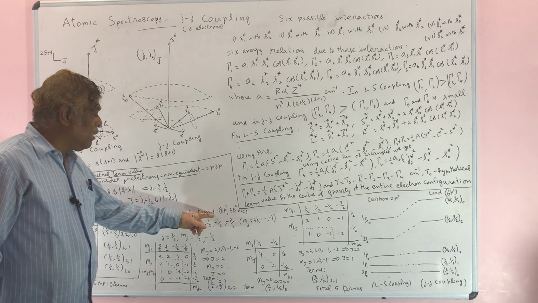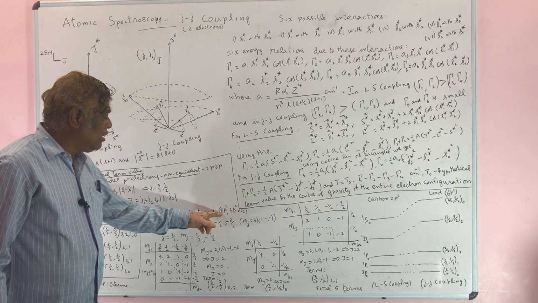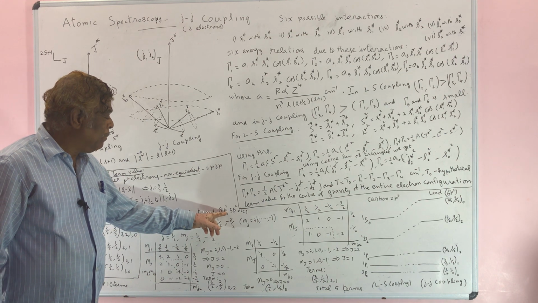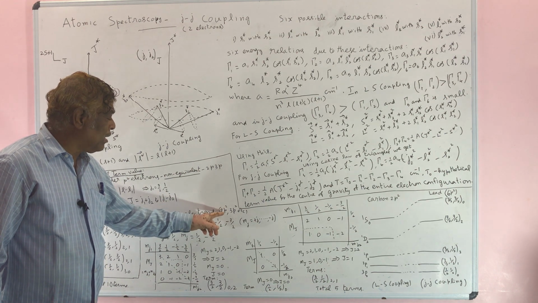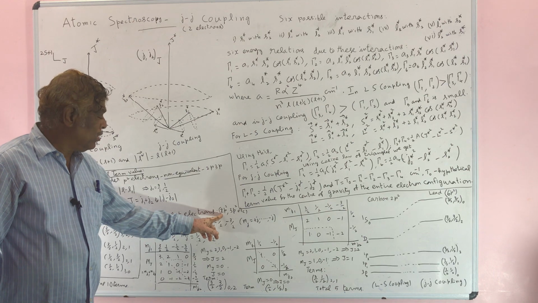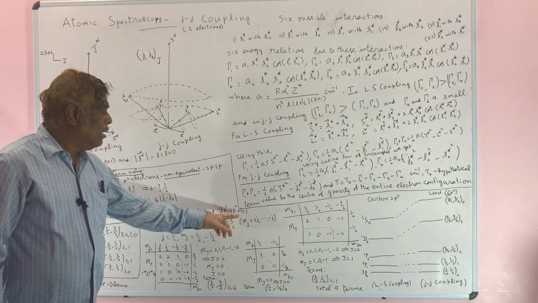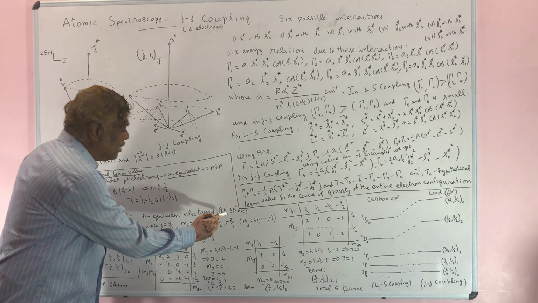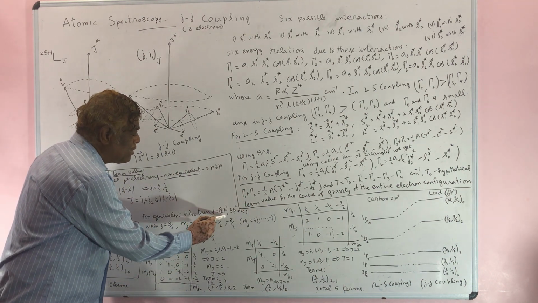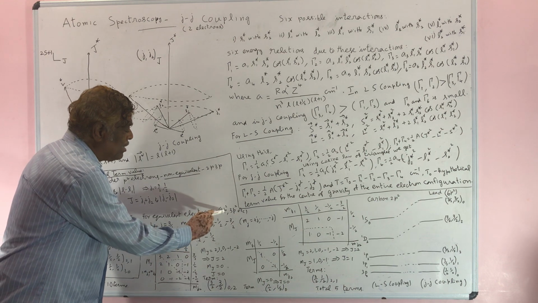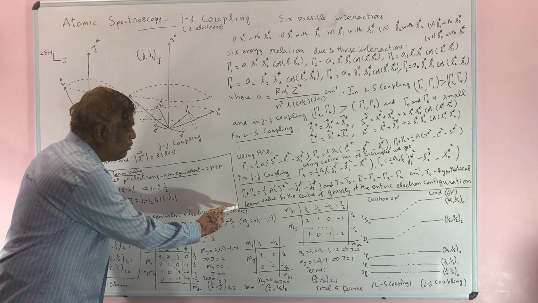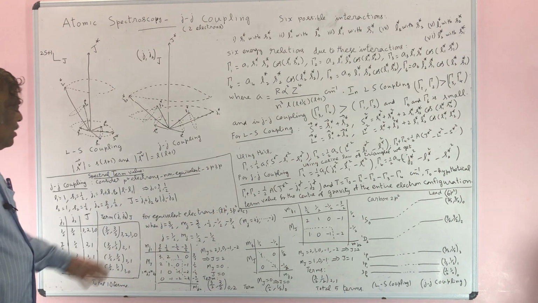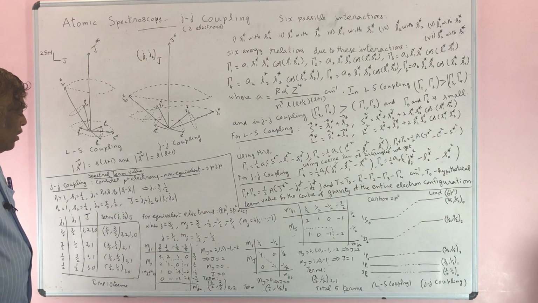Equivalent electrons means both electrons have the same principal quantum number. So 2p square means for both electrons the principal quantum number is 2. This is an example, as are 3p square or 4p square. Anyway, the principal quantum number must be the same. For these two electrons the principal quantum number is 2, and for these two electrons the principal quantum number is 3. So these are called the equivalent electrons.